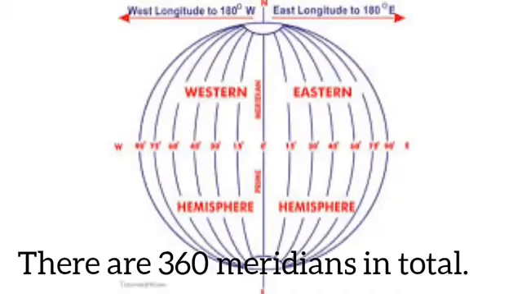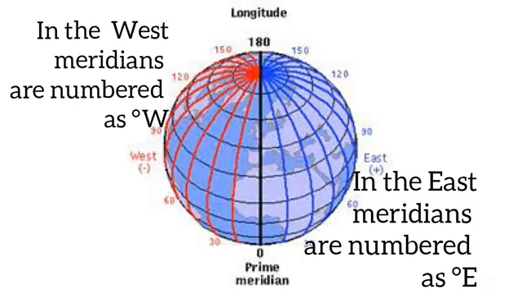There are 360 meridians in total: 180 meridians in the eastern hemisphere and 180 meridians in the western hemisphere. The numbering of meridians starts from the prime meridian. In the east, meridians are numbered as degree east. For example, 10 degree east, 20 degree east, 30 degree east, etc.